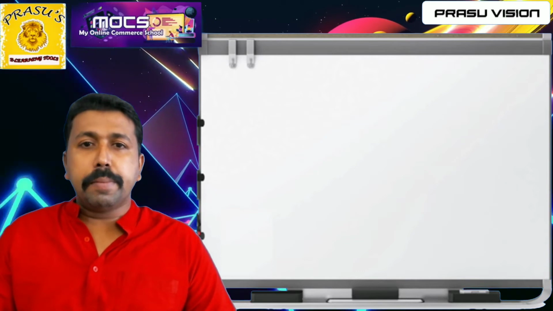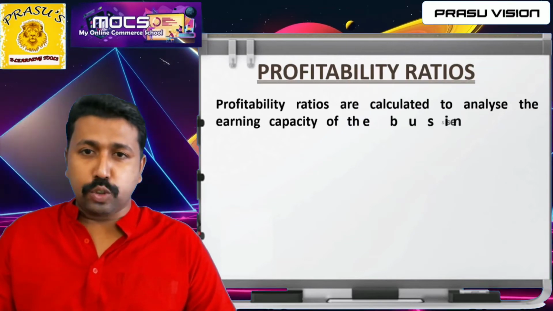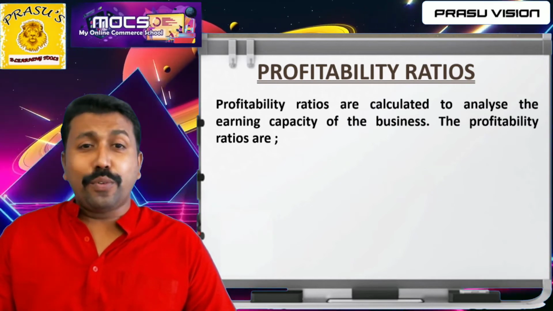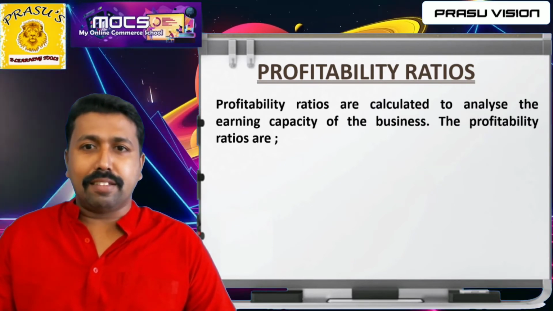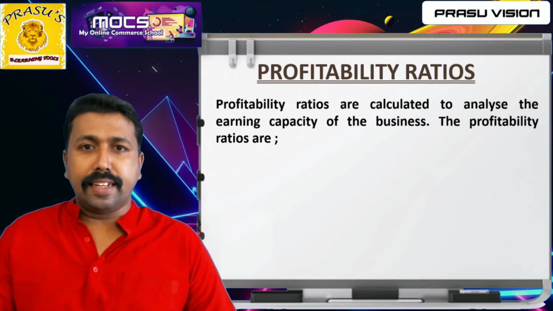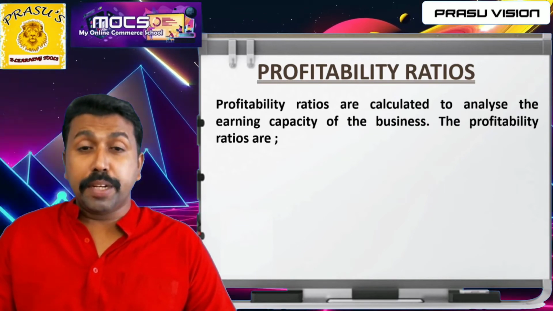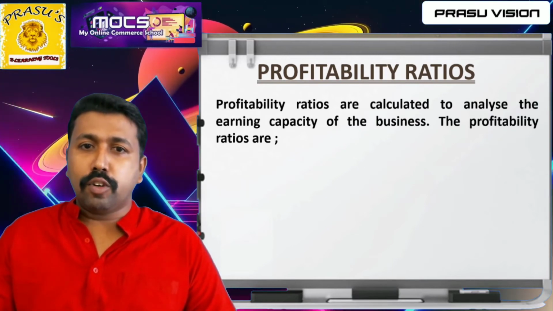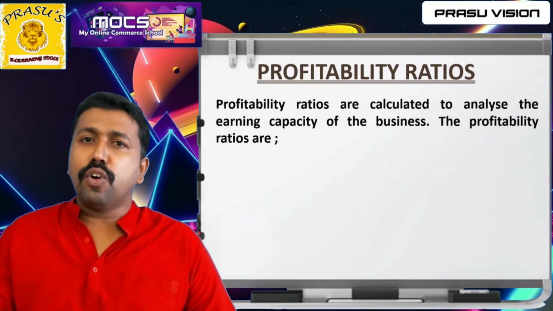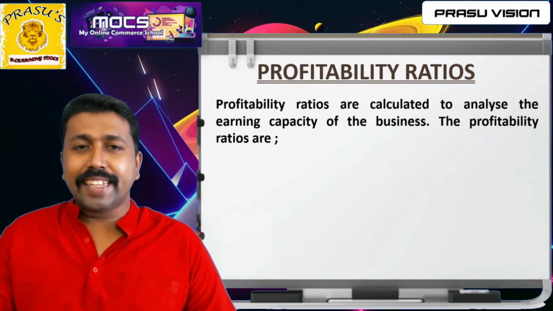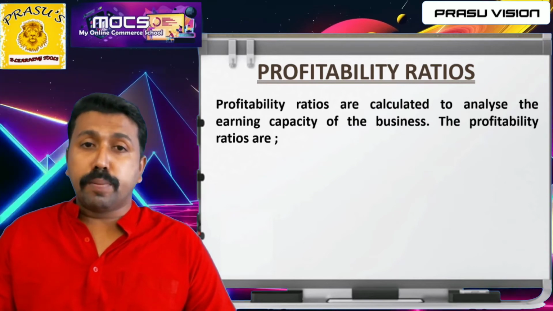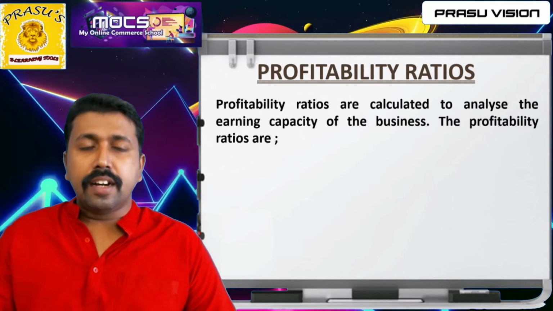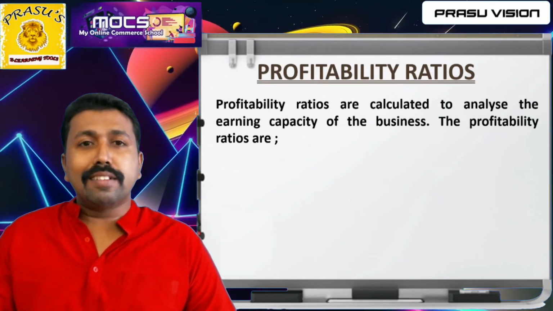So, moving to the profitability ratios, what is a profitability ratio? As the name indicates, profitability ratios are calculated to identify and analyze how much they are earning, and how the performance varies between two different years. Profitability ratios are calculated to analyze the earning capacity of a business. Normally, we take the values of gross profit, net profit, and operating profit to analyze the efficiency of the firm to earn something.